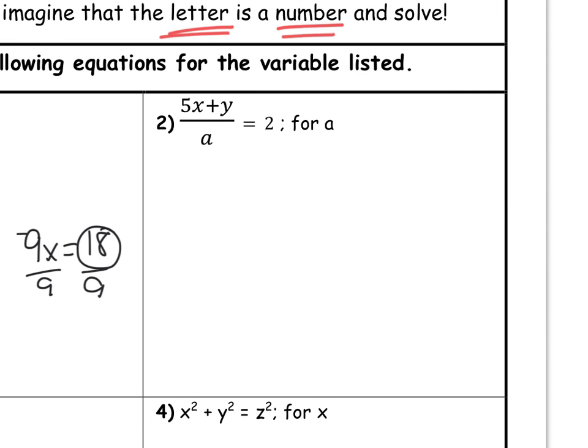So number 2 is similar. In this case, we're solving for a. So I'm going to box in or circle the variable we're solving for. And if you remember from the equations that we did in the last unit, we can use cross products here because we have a fraction on the left side of the equal sign, and now I made the 2 into a fraction on the right side. And there's a couple different ways to do this.